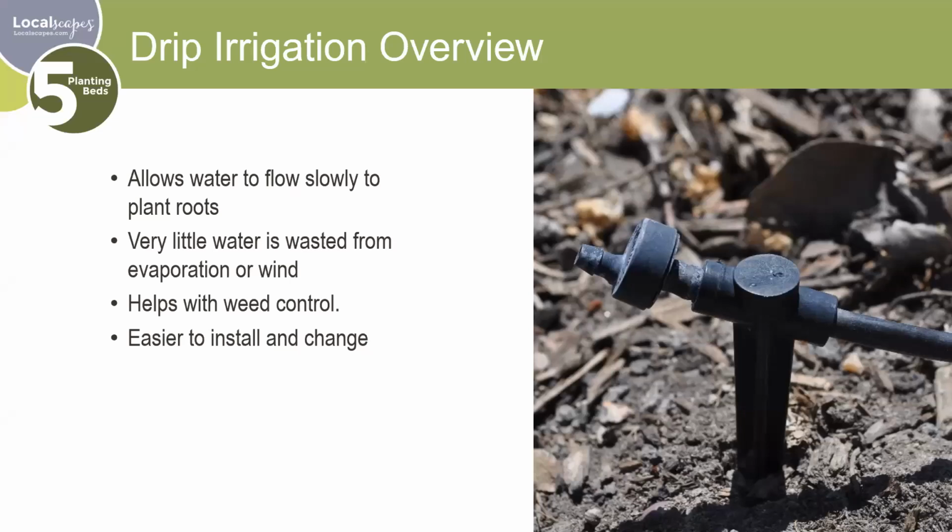We're going to quickly go over drip irrigation. Again, not going to go into too much depth, just because we do have an irrigation class as well. So we have the design class, and then we have the Localscapes irrigation class also. We're just going to touch on it and tell you how it's beneficial to your plant bed areas. So with the drip irrigation, it's really good because it allows water to slowly get to those plant roots and helps it to really soak into the soil. And then it helps the water not be wasted by evaporation or wind. It helps with weed control, like we talked about, because you're watering the plant, not the entire area. And it's also a lot easier to install and change. Like if you were to break a piece, it's a lot easier to fix it and change it out.